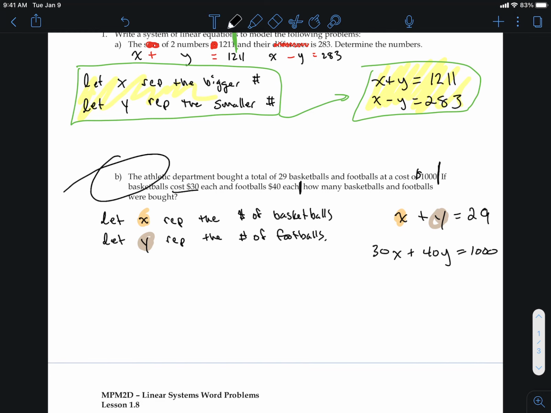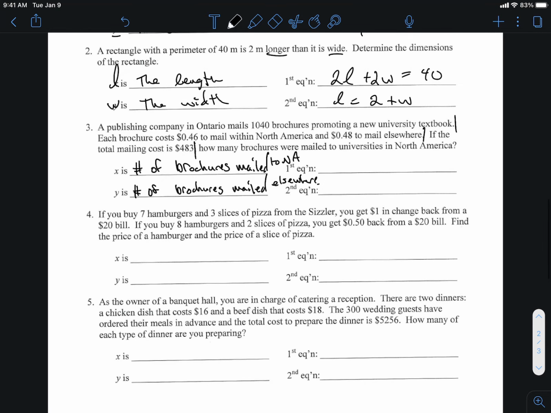There's two options. Most of the time there's kind of an easy equation and then there's a harder one to come up with, right? In this one, you know there's 1,040 brochures that have been mailed out. And then later on in the question, it tells you, okay, well, some went to North America and the rest went to somewhere else. Those are your two options. But when you add the two options together, you know that there has to be 1,040 brochures mailed out. So X plus Y has to equal 1,040.